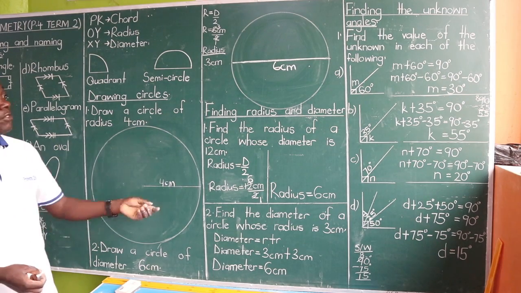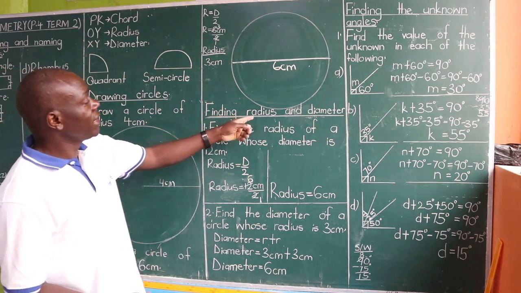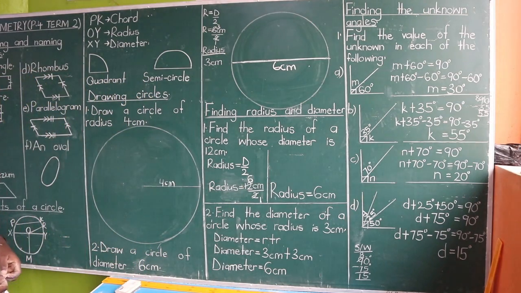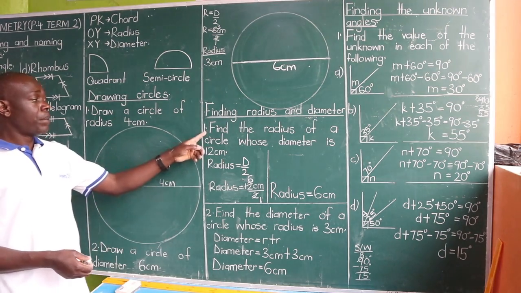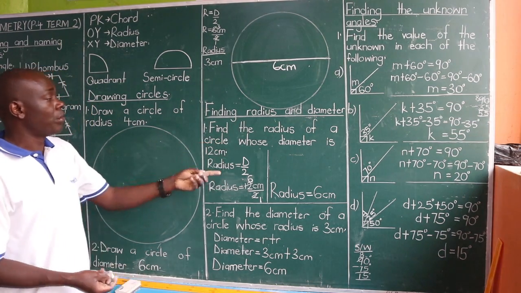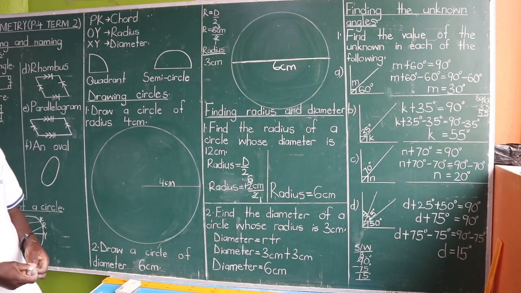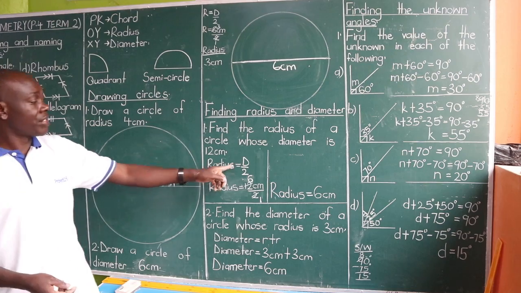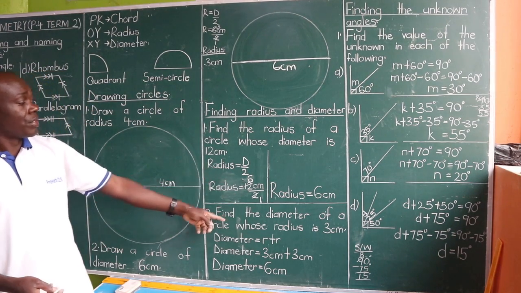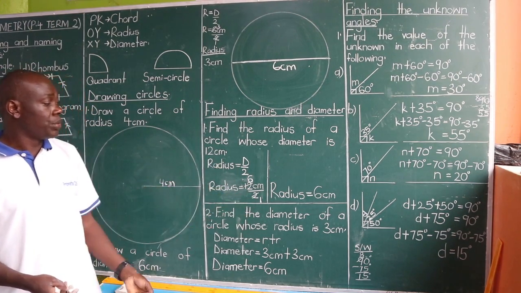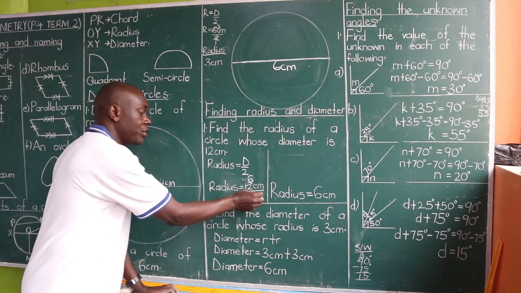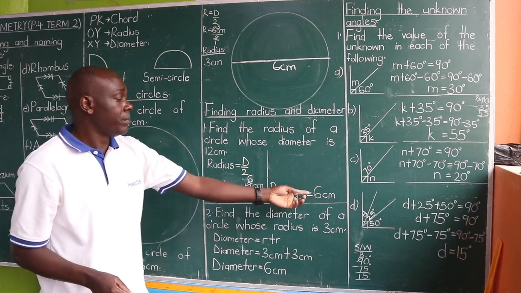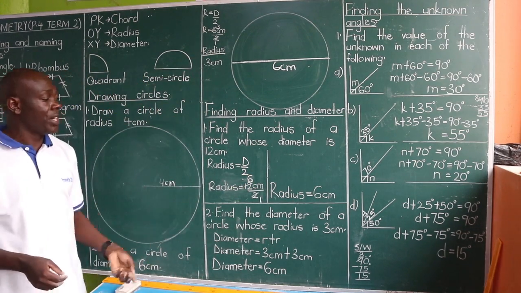Now we have another subtopic saying finding radius and diameter. Now you are going to be given any of the two to ask for the other. Like the example number 1 reads, find the radius of a circle whose diameter is 12 centimeters. This time they are asking for radius, like we've done up here. Radius equals diameter divided by 2. Radius is equal to the diameter of 12 centimeters divided by 2. 12 divided by 2 gets 6. Our radius will be 6 centimeters, like we did up here.